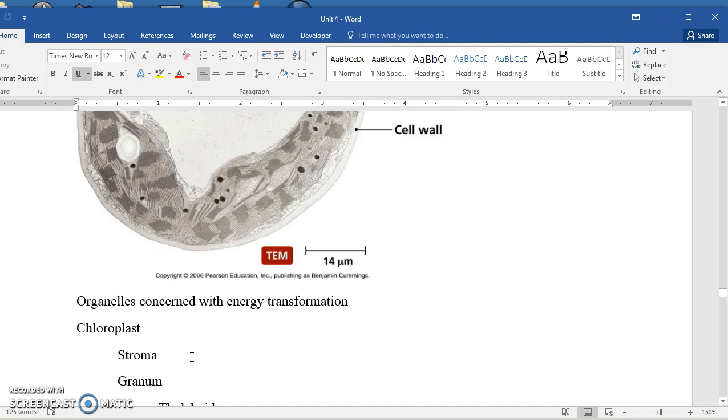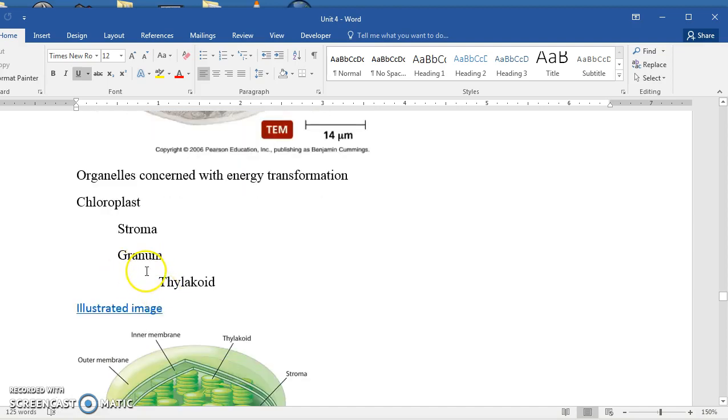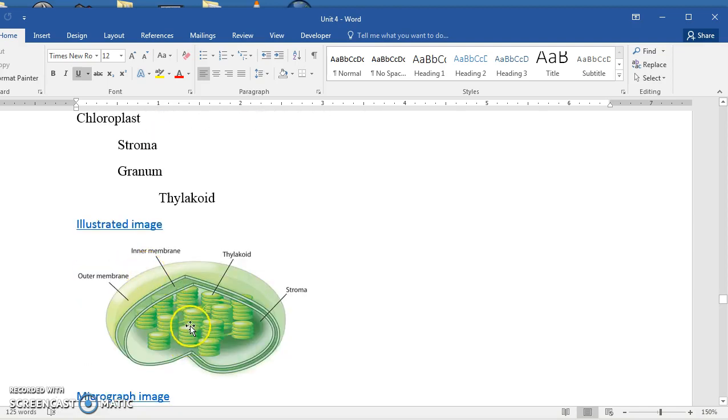Some organelles that are concerned with energy transformation, and I'm through with the endomembrane system. The chloroplast is very important in transforming light energy into chemical energy, and there are several parts to the chloroplast that we want to be familiar with. The stroma is the watery portion inside the chloroplast, and it should be noted the chloroplast has a double membrane around it. There are structures inside the chloroplast called grana, granum singular, and these are stacks of thylakoids. These thylakoids are disc or coin-shaped structures, very important in photosynthesis in what are called the light reactions.